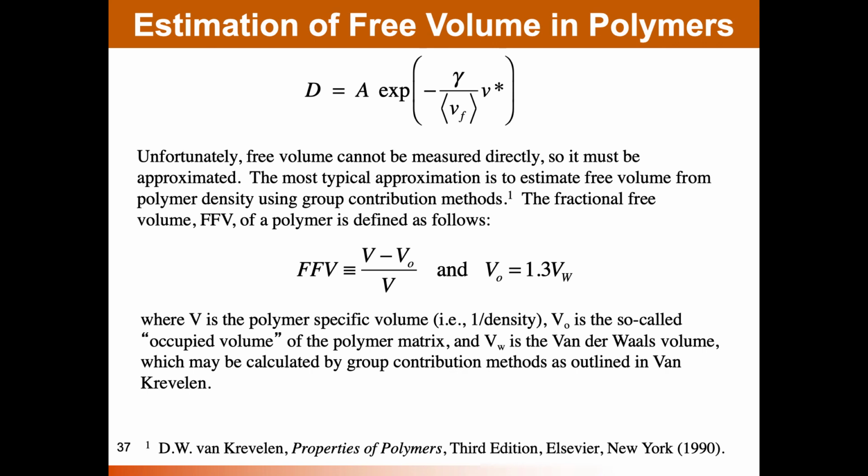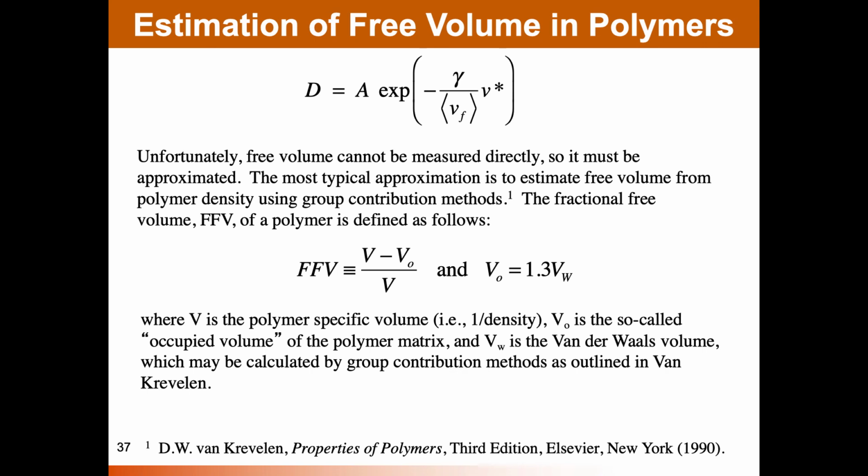And the free volume in a polymer is often written in terms of the fractional free volume, which is by definition the specific volume of the polymer minus what's called the occupied volume, divided by the specific volume of the polymer. So this occupied volume is the volume that is not available to assist in molecular transport. And so the difference between the specific volume and the occupied volume is the so-called free volume in a polymer. And then it's usually expressed on a relative basis by dividing by the specific volume of the material.